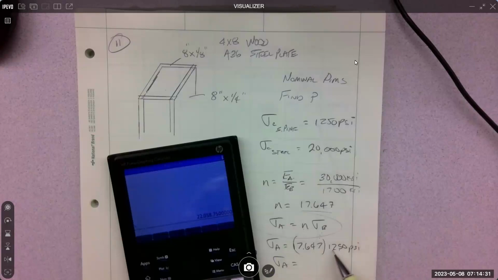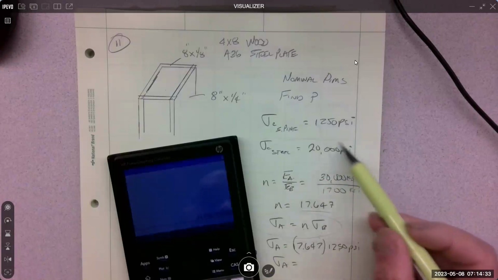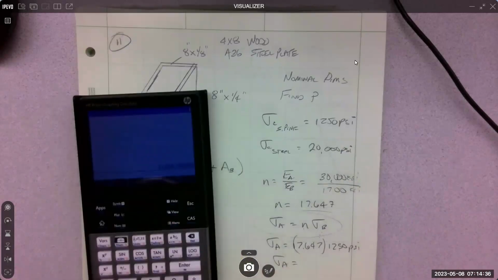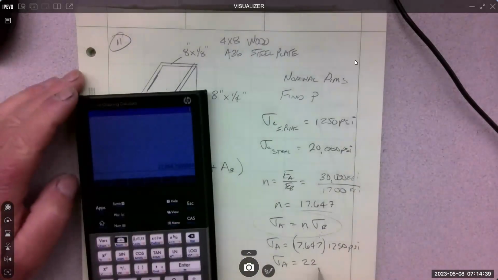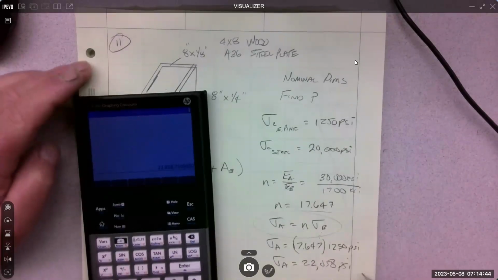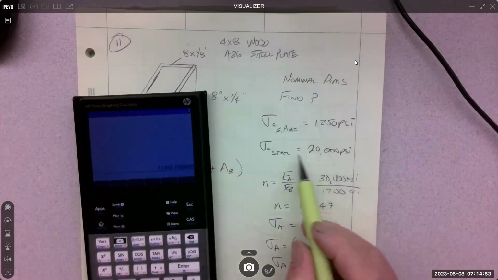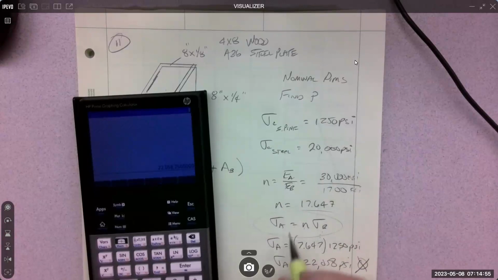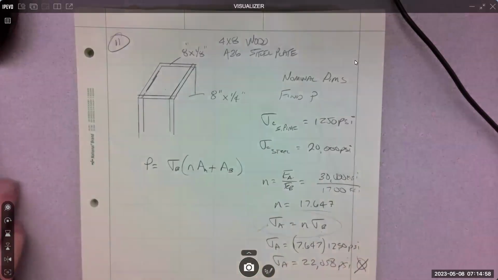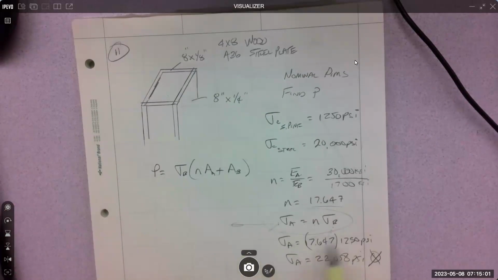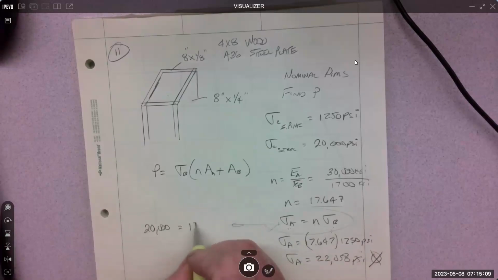And in this case, the 20,000 is the limit. So here, I'll write that down: 22,058 PSI, and that's not good. That is over the limit. So the control is the other way around, with the steel being at 20,000. So if I put the 20,000 in here, I'll do that off to the side. I'm going to run this again, but now I'm going to say the 20,000 is material A, because it is material A.